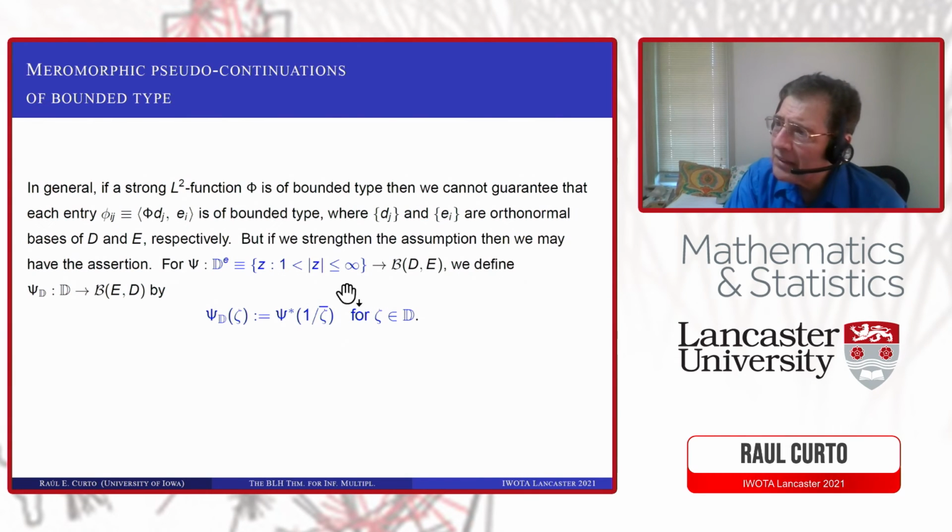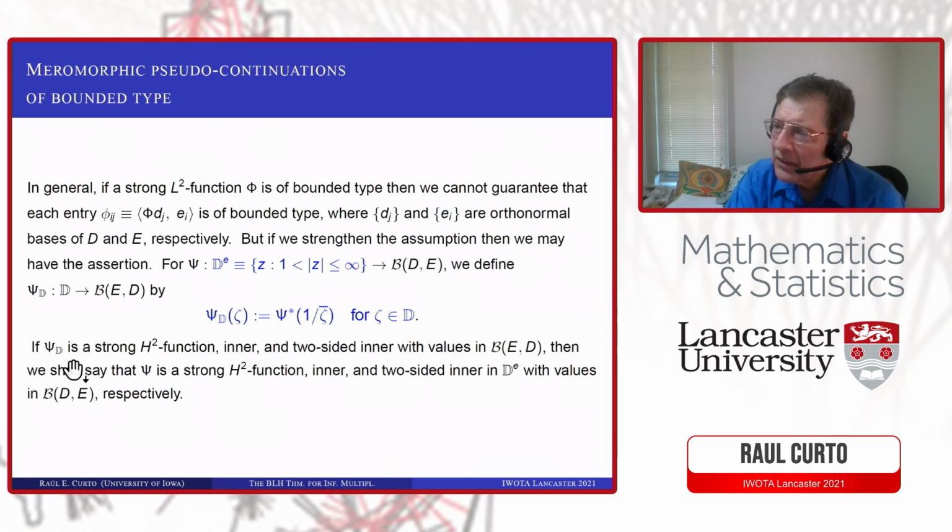However, if we strengthen the assumption, we have the assertion. For this, we're going to look at C, a function that goes from the exterior of the unit disk. And we define C sub D by C star of 1 over C conjugate. So we take a point inside the disk, we take the conjugate, we take 1 over, and then we take C star of that.